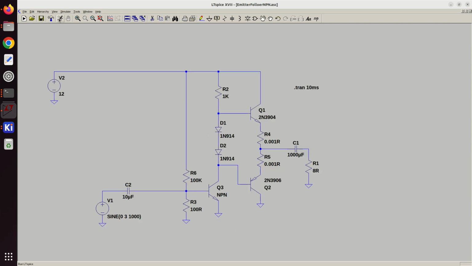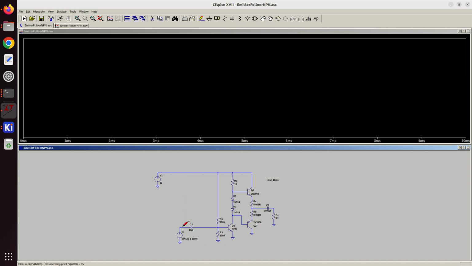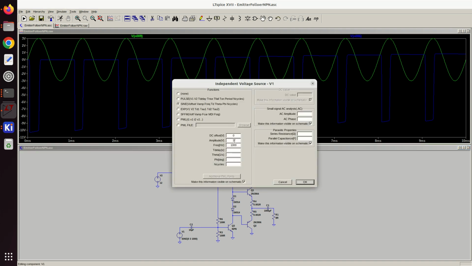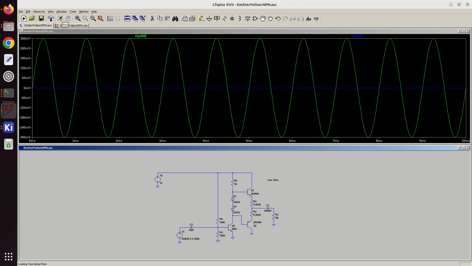So save that. Run the simulation. There's our input and our output. Okay, and as expected, we're maxing out because we've added in a lot of gain here. So let's change this down to 0.3 and simulate that again. And that's not enough to turn it on.